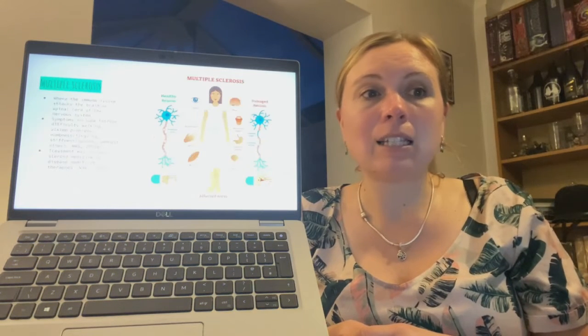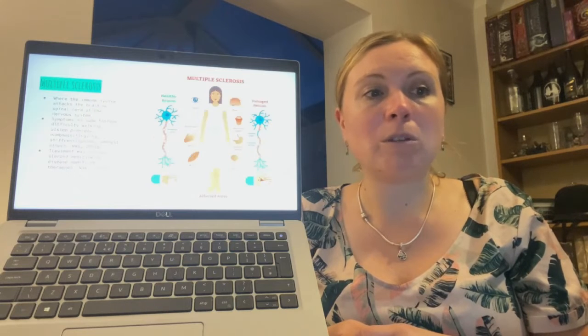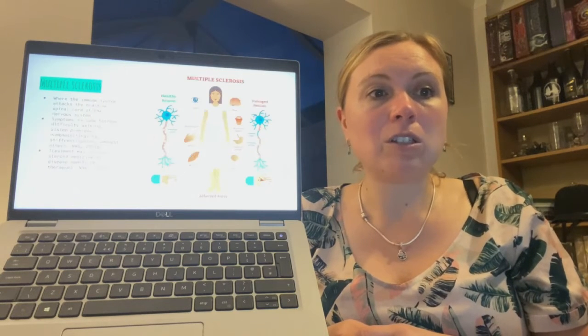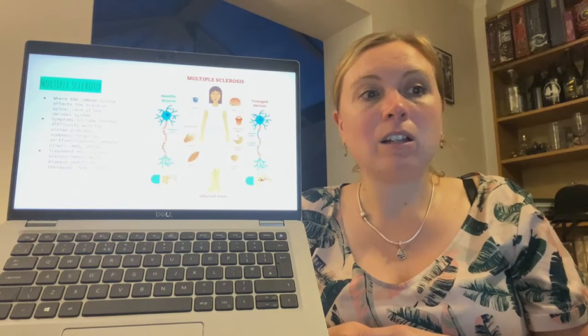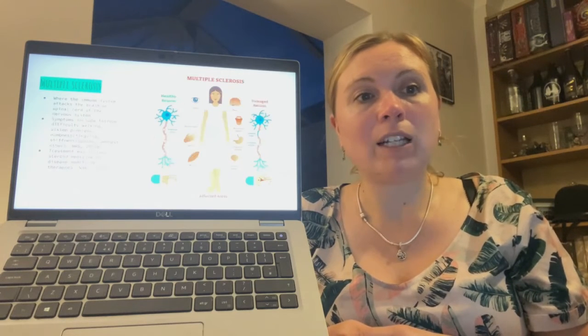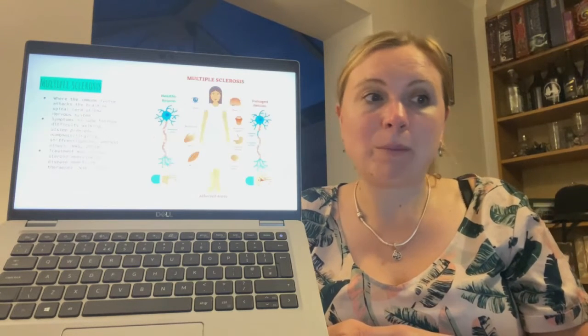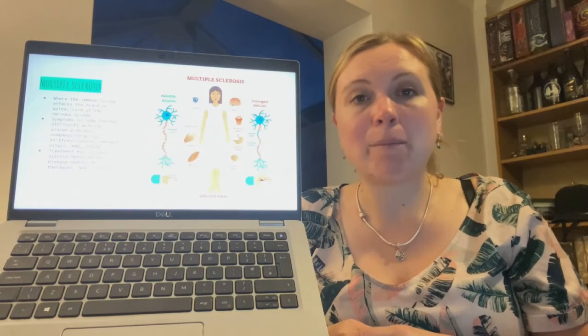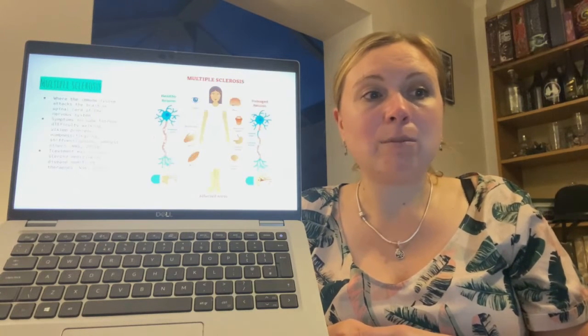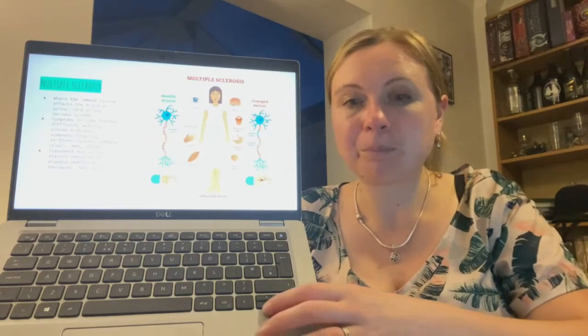The immune system attacks the layer that surrounds and protects the nerves called the myelin sheath. This damages and scars the sheath and potentially the underlying nerves, meaning that messages travelling along the nerves become slow or disrupted. It is incurable but can be managed with steroid medicine or disease-modifying therapies, for example.